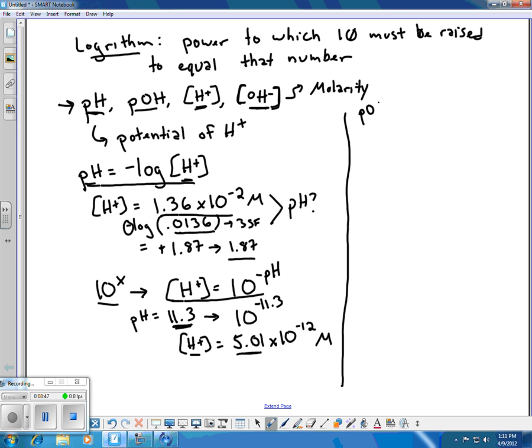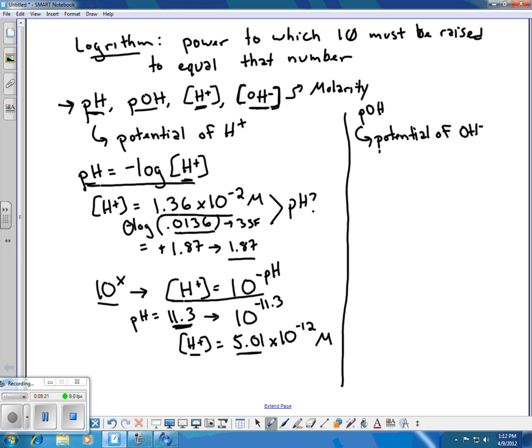Just as pH stands for the potential of hydrogen, pOH stands for the potential of hydroxide, or OH minus. So you can think about pH as a measurement of how basic something is, or sorry, pH is a measurement of how acidic something is. pOH is really a measurement of how basic something is. We tend to use the pH scale more commonly, but they're kind of mirror images of each other in that regard.